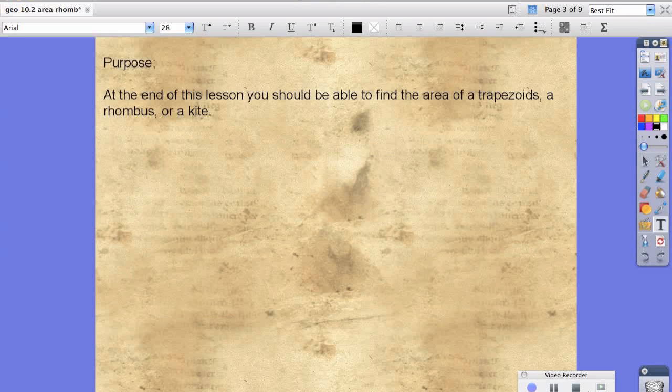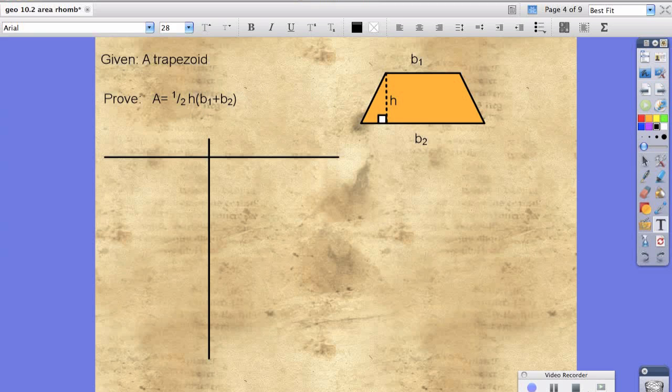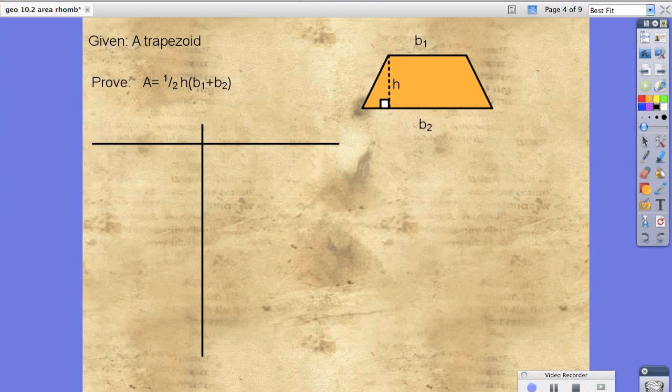So the purpose is that at the end of this lesson, you should be able to find the area of a trapezoid, rhombus, or a kite. So before we just go ahead and start using the area of a trapezoid, we're going to go ahead and prove it really quick. Now, let's start with the following.